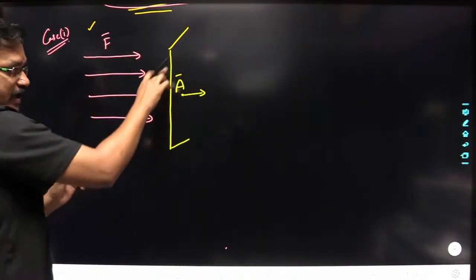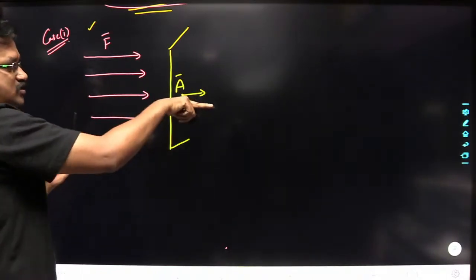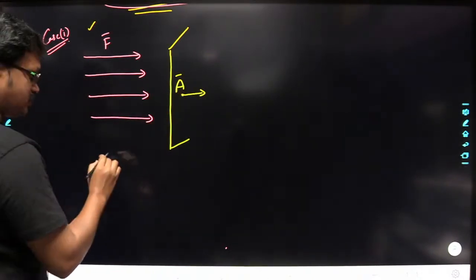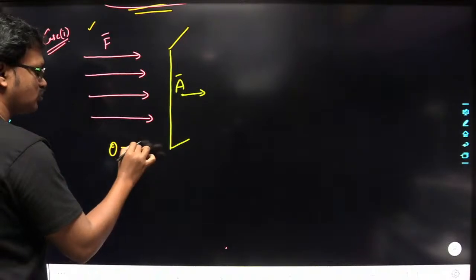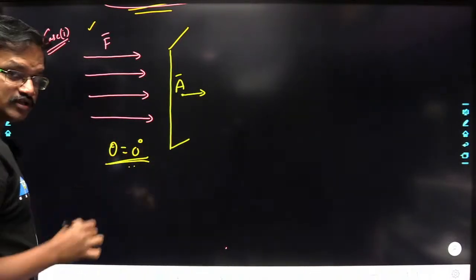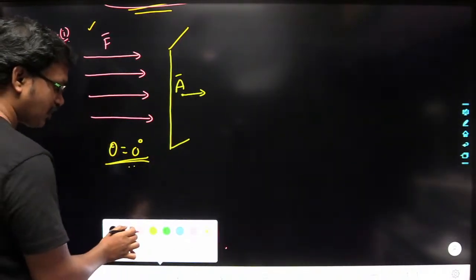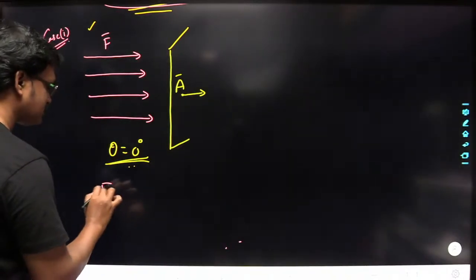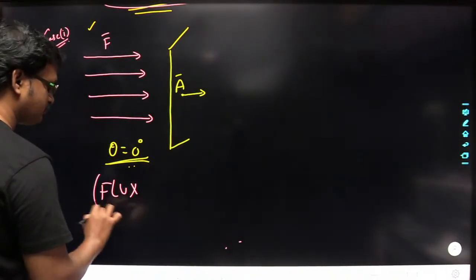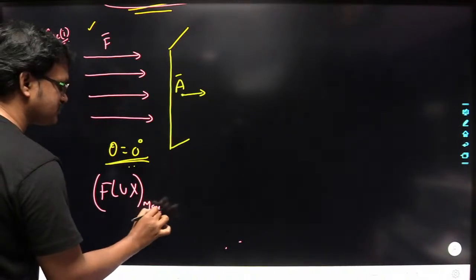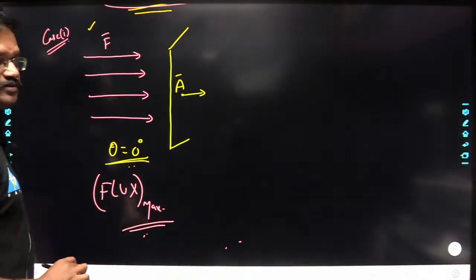The direction of a bar is pointing in this direction. F bar is also pointing in this direction. So in this case, theta is equal to 0 degrees. And we got flux as what here? Flux is maximum. Yes or no? The flux through the given surface is maximum in this case, right?